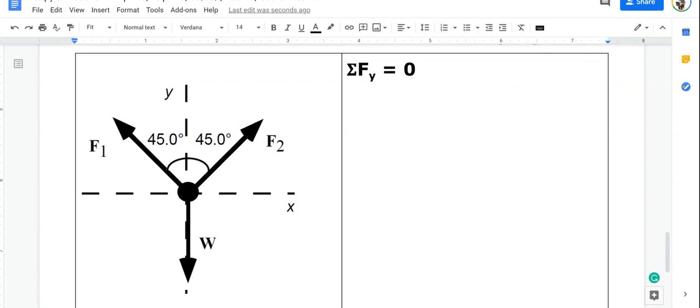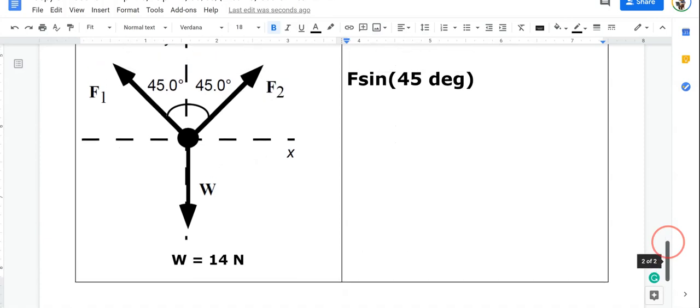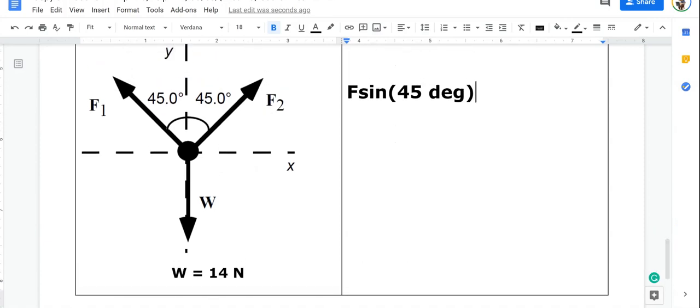That's a good thing to do. And I'm not going to do everything for you, but because you have equilibrium, the sum of the forces in the y direction equals 0. So maybe I'll start you out. Remember, we're going to call that F because they're the same. F sine 45 degrees. Remember, the up force is equal to the down forces. Well, isn't it true we have two up forces? The vertical components of both forces are the up forces, and W is the down force, which we know is 1.4 multiplied by 10, 14.0 newtons. So I think after that, you can get it.